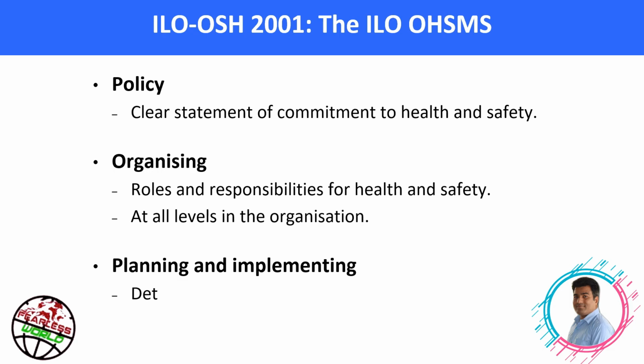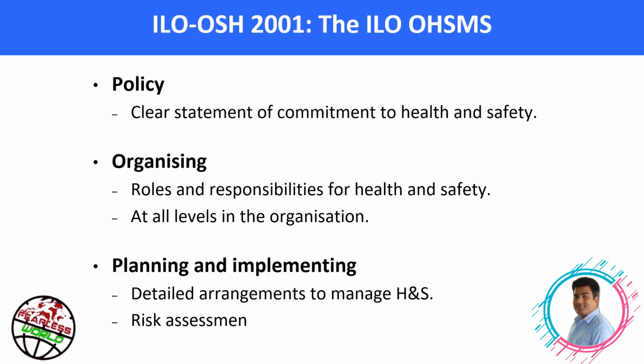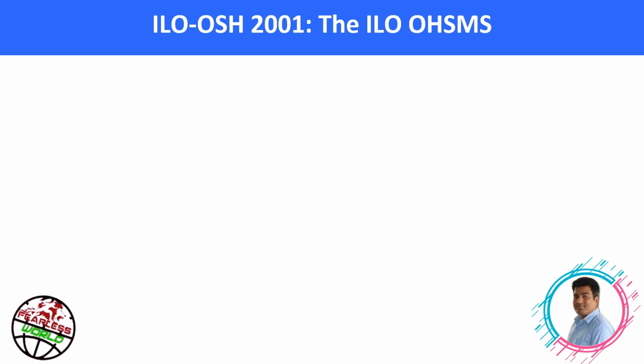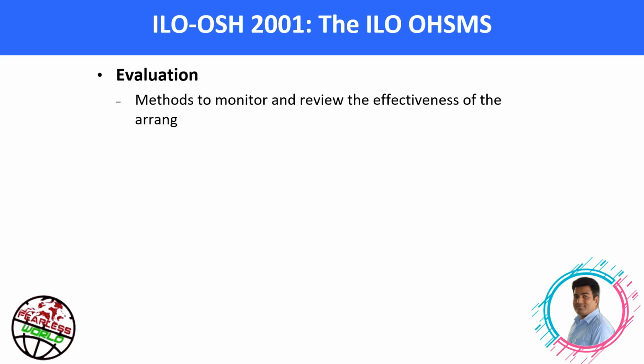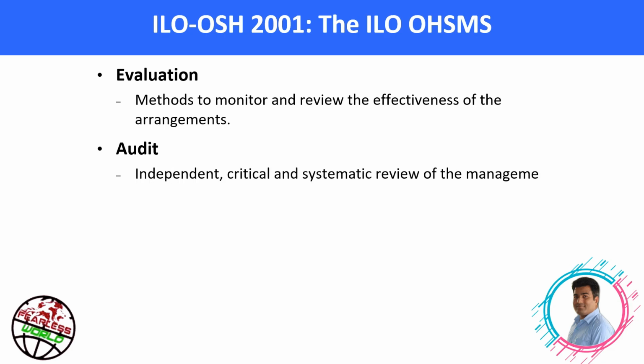Planning and implementing: detailed arrangements to manage health and safety, including risk assessments. Evaluation: methods to monitor and review the effectiveness of the arrangements. Audit: independent, critical, and systematic review of the management system.